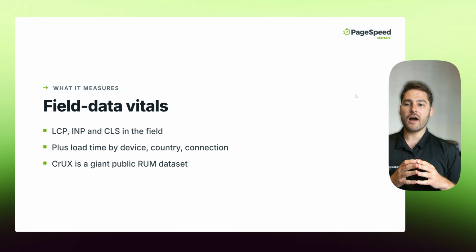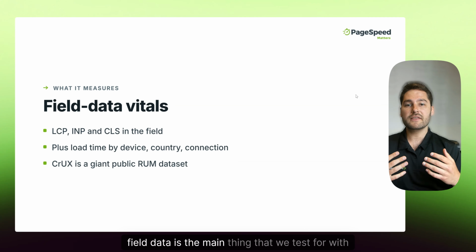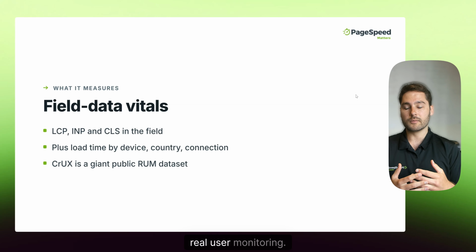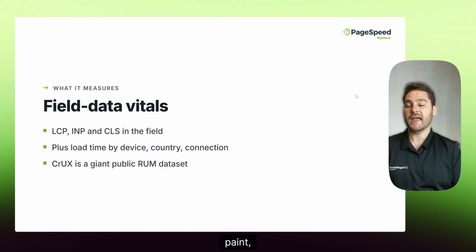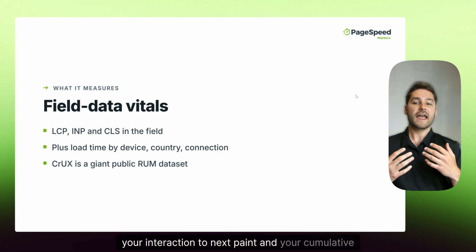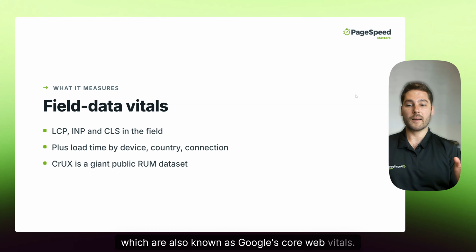Now, let's talk about what it measures specifically. Field data is the main thing that we test for with real user monitoring. And your field data is your largest contentful paint, your interaction to next paint, and your cumulative layout shift, which are also known as Google's Core Web Vitals.